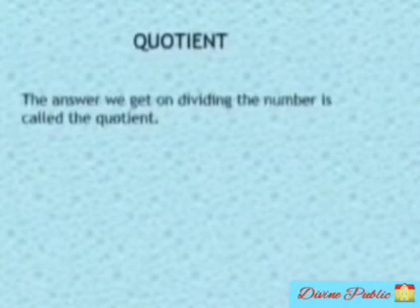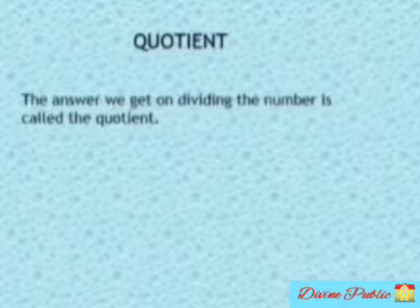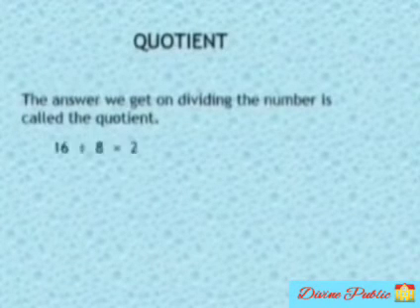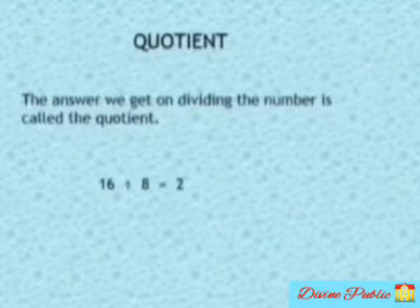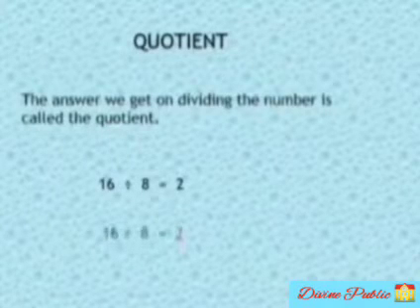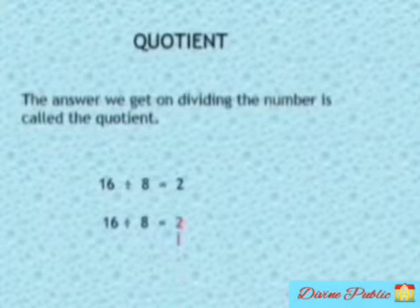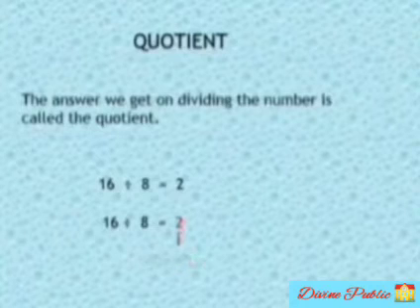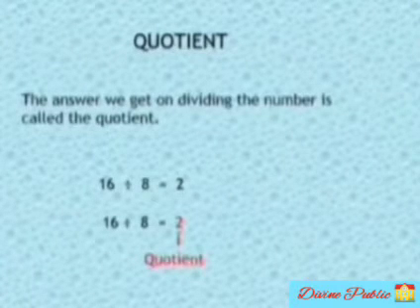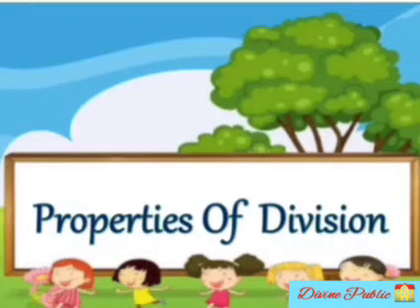Now let us see the third, quotient. The answer we get on dividing the number is called the quotient. In the given example, 16 divided by 8 equal to 2. 2 is the result after division, so 2 is called quotient. Now let us see the properties of division.